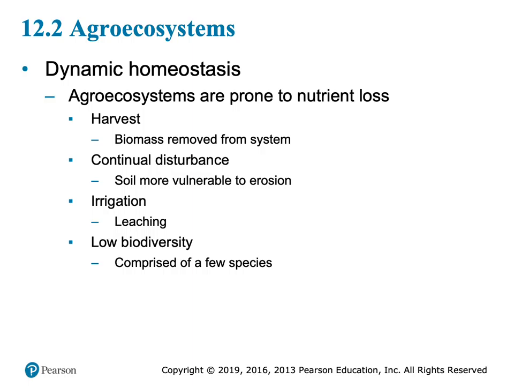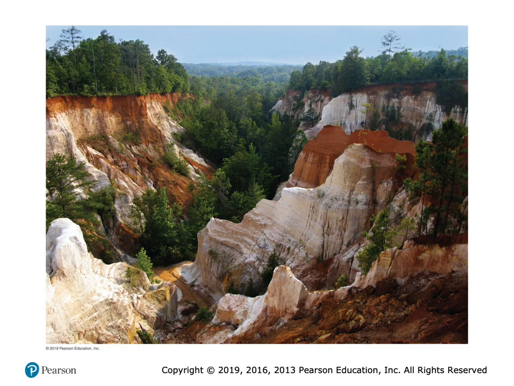This is a look at water erosion. It's a spectacular landscape, as you can see here, but it was sculpted by water erosion. It was a poorly managed agricultural field in the 1800s, and now it's called Providence Canyon. It's actually a state park in Georgia, and it serves as a powerful reminder of the importance of careful management of agricultural land.